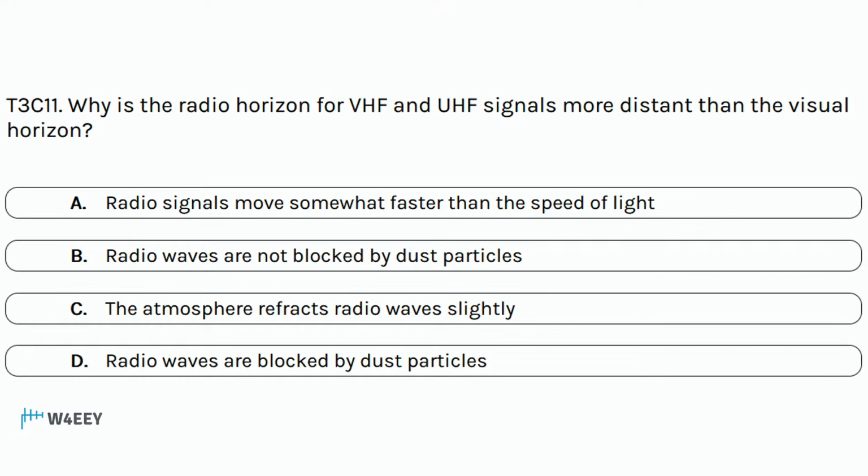And why is the radio horizon for VHF and UHF signals more distant than the visual horizon? Charlie. The atmosphere refracts radio waves slightly, about 15%. Great. All right, let's continue on.